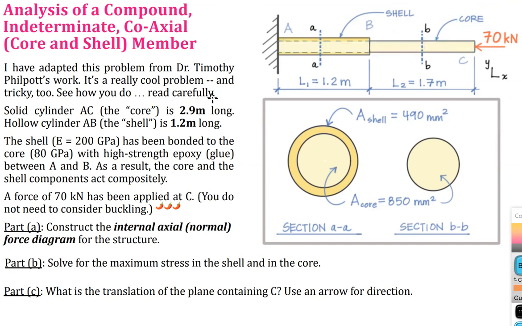So think of this as a solid cylinder between A and C that has a shell sleeve over it between A and B, and that we have bonded these two materials together, maybe with a high strength epoxy or glue. And as a result, we will assume that these materials are acting compositely.